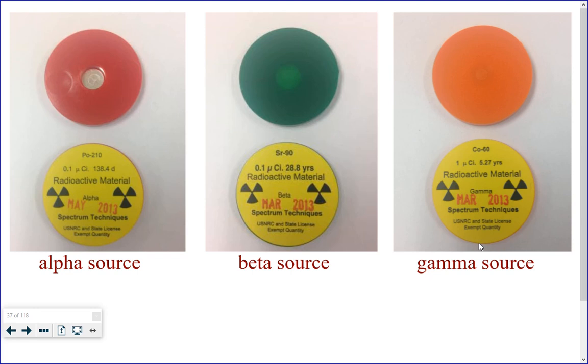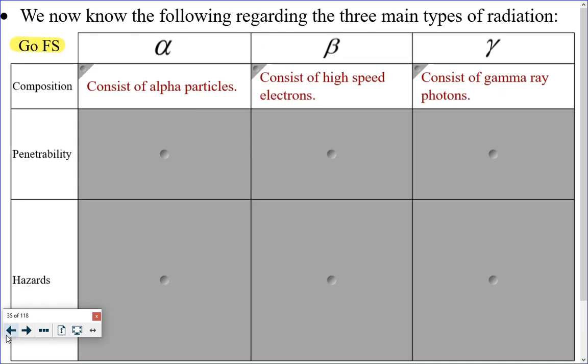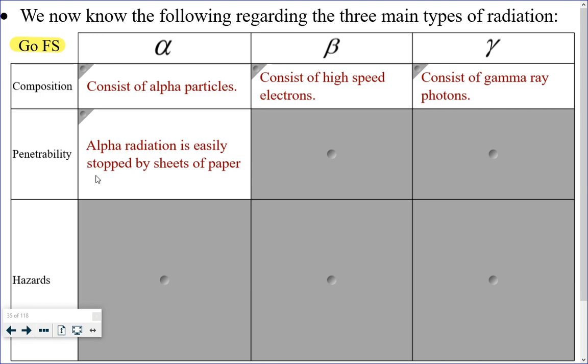But let's talk about the penetrability. Because if I take a single sheet of paper and put it in between the source and the Geiger counter, I'm back down to what we call background radiation. There might be the odd stray alpha particle that manages to tunnel its way through the paper. But alpha radiation is the weakling in terms of penetrability. It's very easy to block alpha radiation. It can be stopped by a couple of sheets of paper.